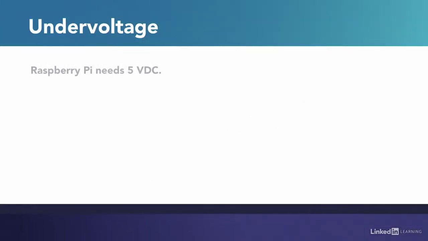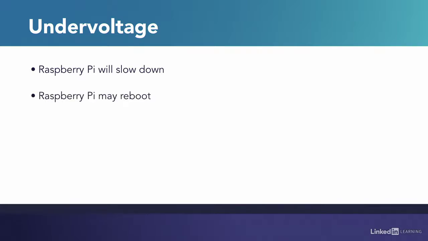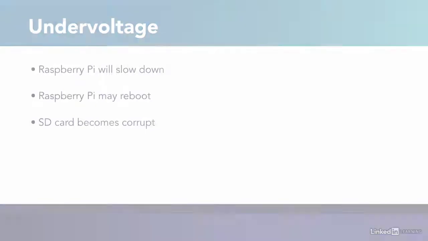The Raspberry Pi needs 5 volts. At 4.63 volts, it's going to complain about low voltage. The Raspberry Pi will slow down the processor to match the drop in voltage. Much lower than 4.63 volts, and your Raspberry Pi will stop working. Possibly worse than this, lower voltages will cause corruption on your SD card.